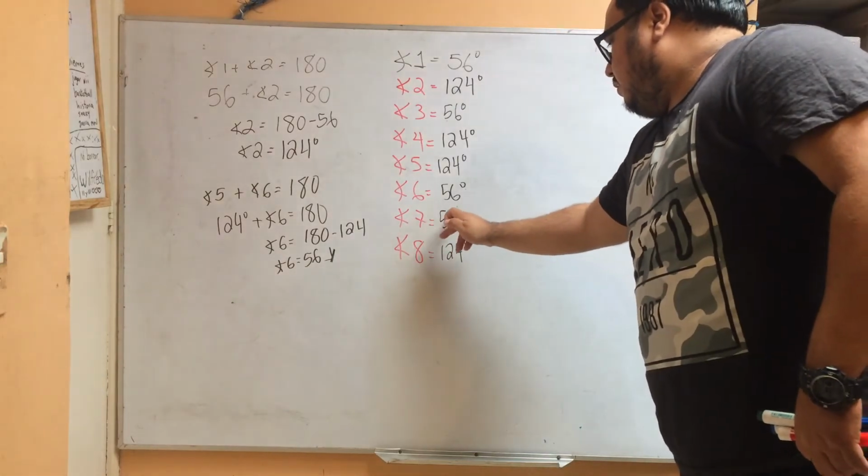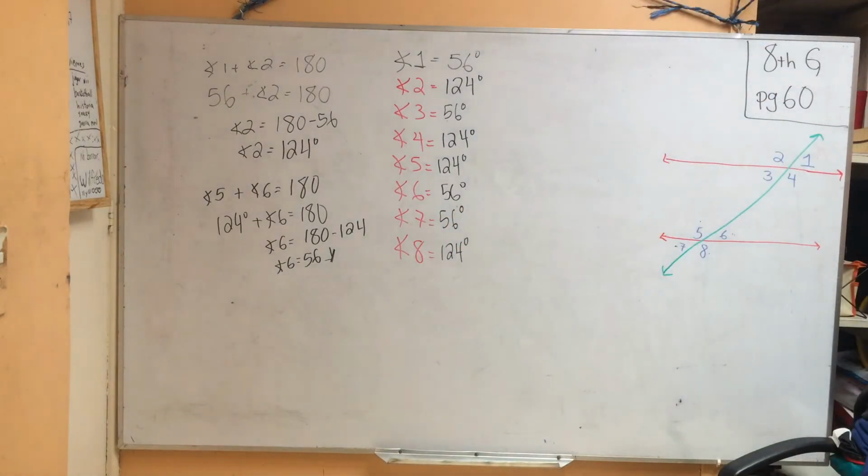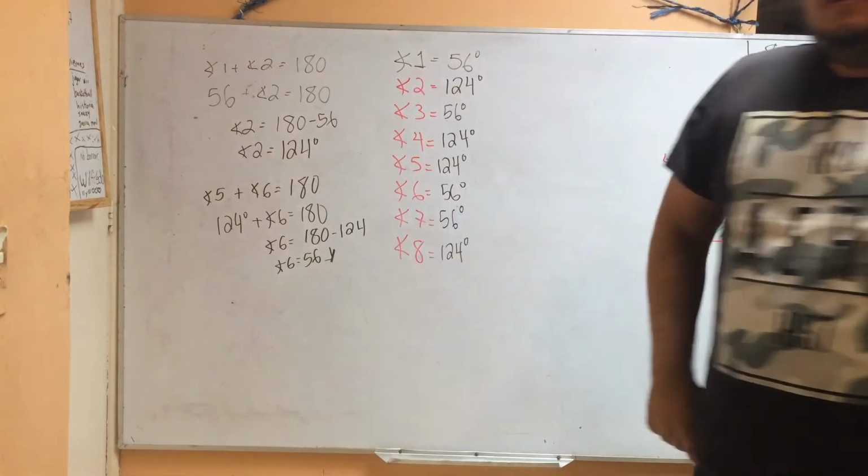So technically we can use all of the definitions to find the measurements of the other angles. If you notice, they're the same. The only thing is that we need to apply the definitions we already know. So if you notice, angle number 1 is 56, and it's an alternate exterior angle to number 7. So that means that they are equal. 56, 56.